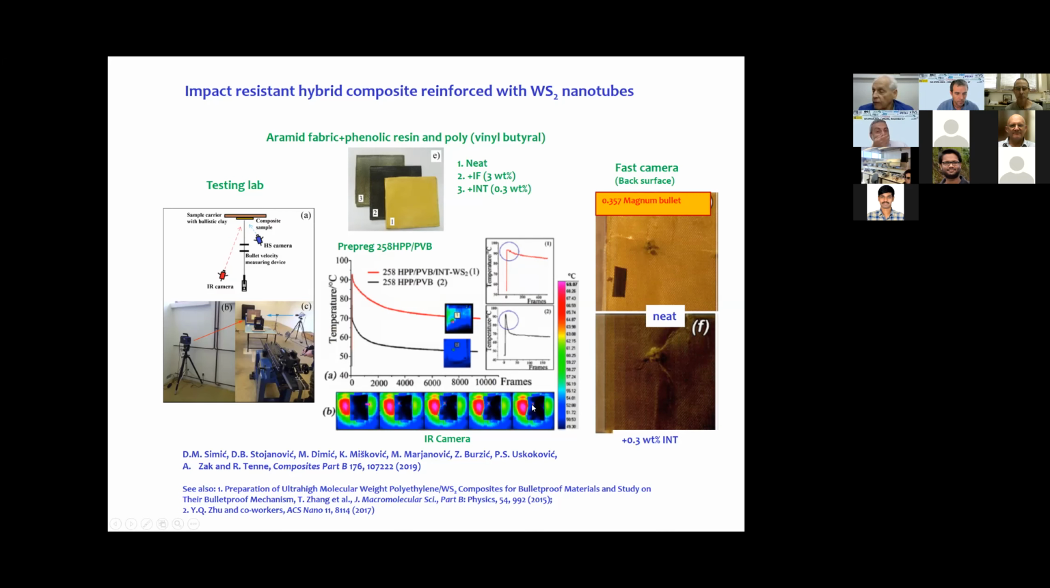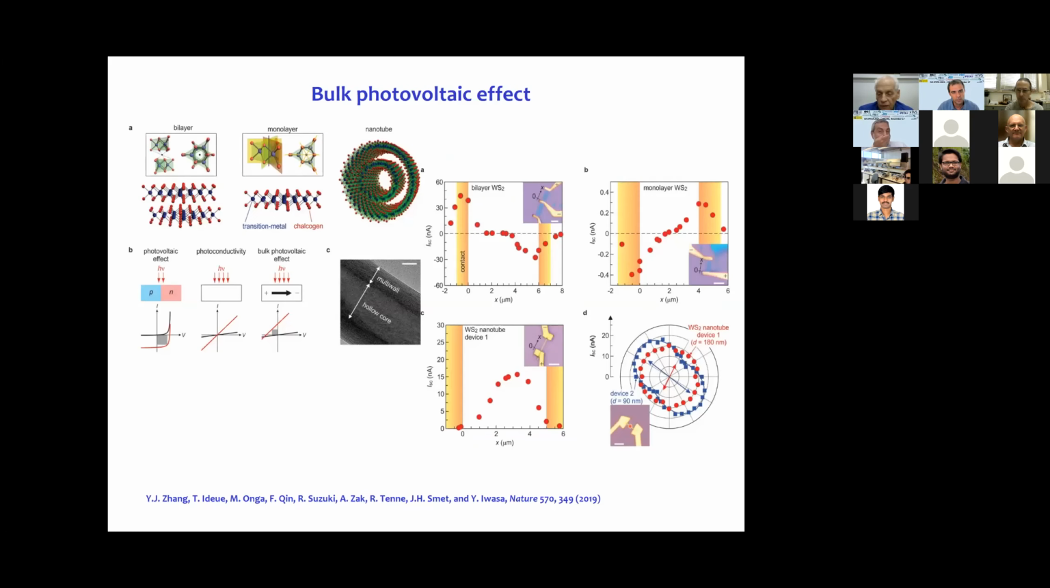it is stopped here. And then amazingly, the mechanical properties of the nanotubes and their large surface area and their dispersibility in the polymer allow them to stop the bullets very efficiently. So let me go now directly into the optical properties of the nanotubes.